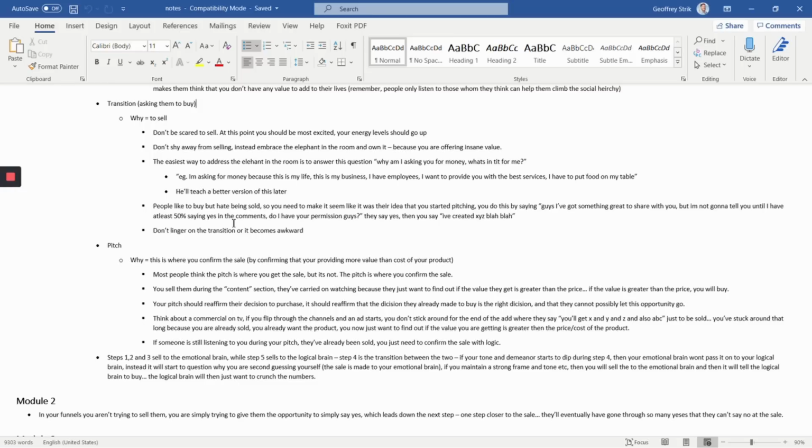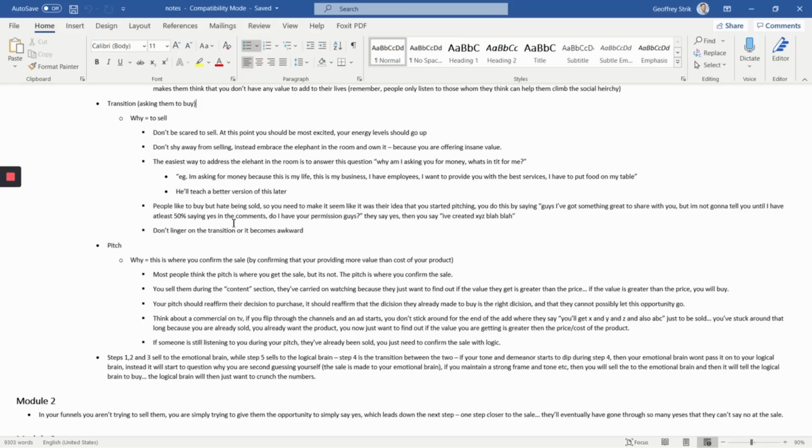And now during the pitch, they are basically sticking around to find out whether or not you're trying to charge them $10,000 to solve a $100 problem, or whether you're trying to charge them $100 to solve a $10,000 problem. Okay, step 1, 2, and 3, which are the introduction, the story, and the content, are what sell to the emotional brain. So this is really helping them see a future in which the problem no longer exists.